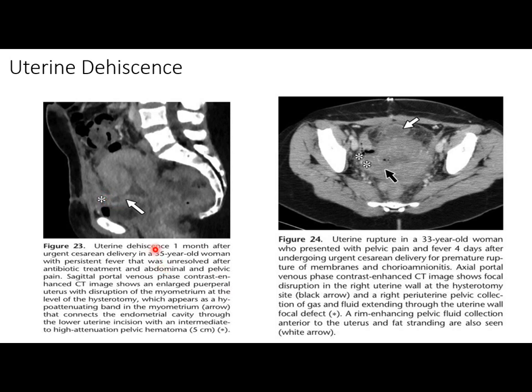This is a small hematoma at the site of the cesarean. While in uterine rupture, there is complete tearing of the uterus, and there is collection. Look for the gas within the myometrium. So there is direct communication in the uterine rupture between the endometrium and peritoneal cavity, and sometimes we can see the presence of gas within the peritoneal cavity due to extension of the gas from the endometrium to the peritoneal cavity.